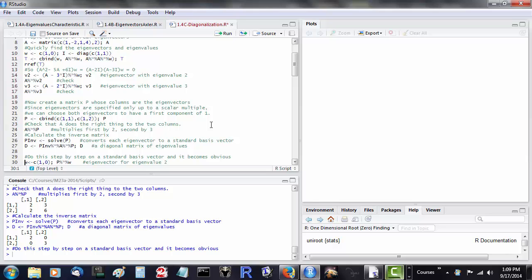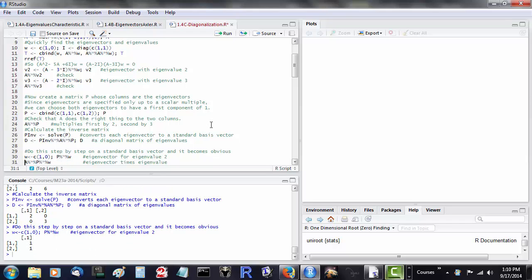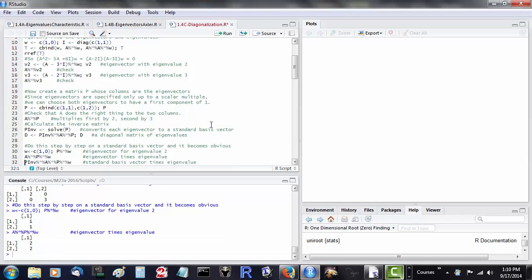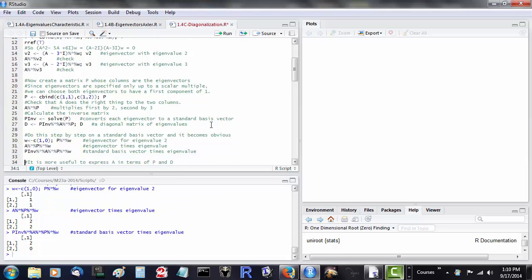So let's start with the first standard basis vector. P turns that into the eigenvector for eigenvalue 2. Multiplying by A turns it into twice what we had before. And multiplying by P inverse, since we now have twice the eigenvector, turns it back into the eigenvalue times the first standard basis vector.